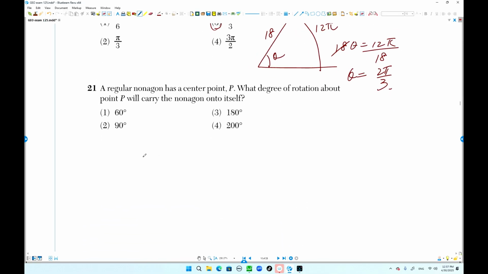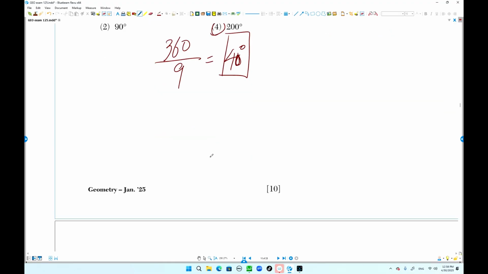A regular nonagon has a center P. Nonagon is by 8 sides, okay? And also by 8 angles there, okay? So what degree rotation? So this is 8. You can divide it by 8. I'm sorry, 9, right? I'm sorry, not octagon. This is 40 degrees. This is the smallest rotation angle. Okay. So if we make a multiple over here, always what? The nonagon after a transformation reaches the same point. Okay. So which one has a multiple of 40? 200 is the answer, okay?